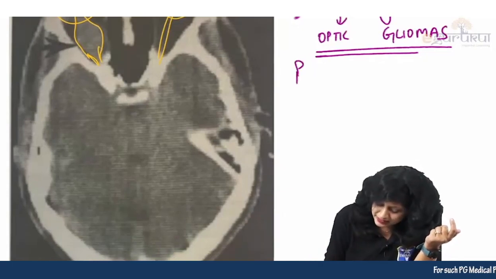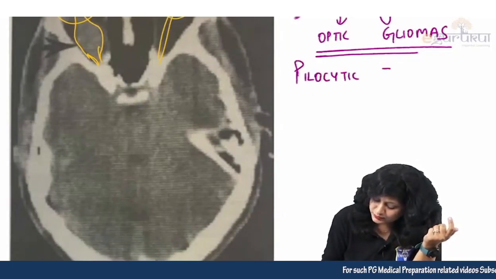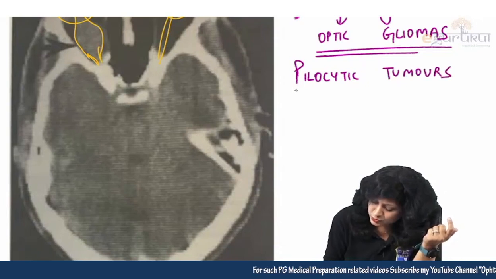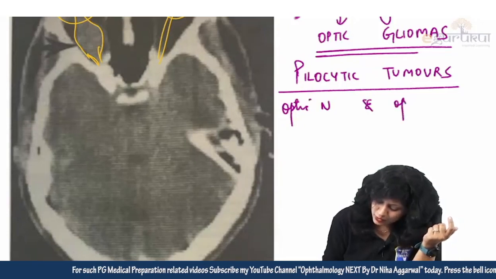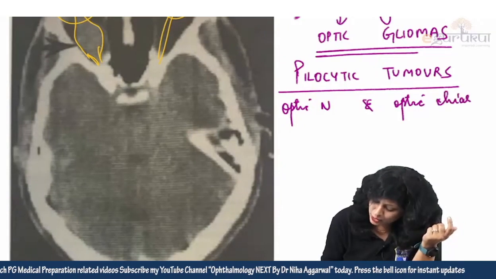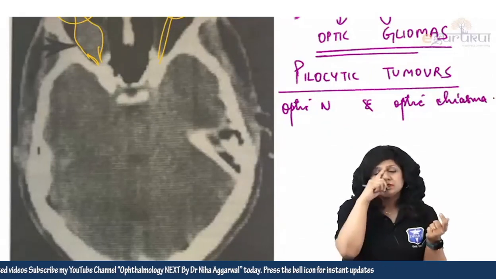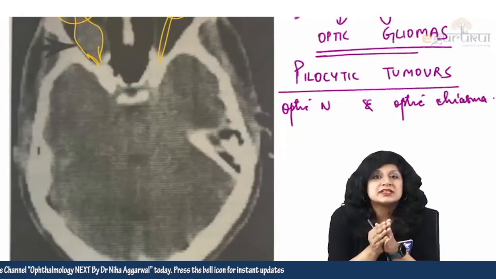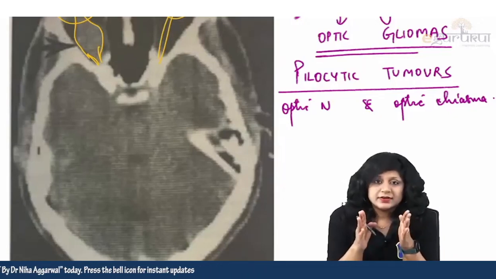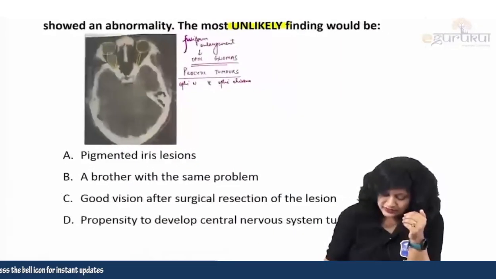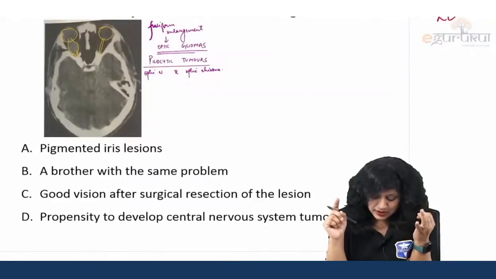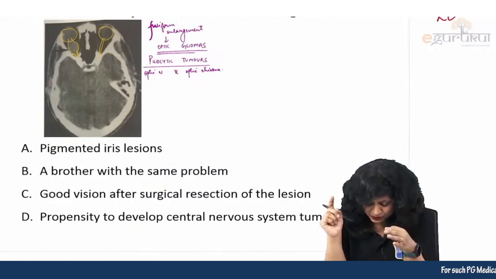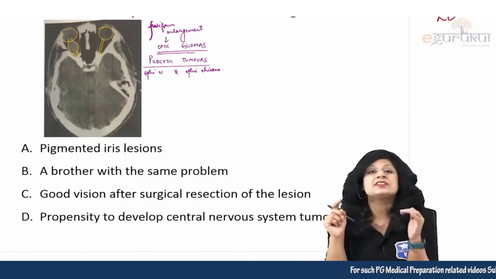What kind of tumors are they? They are pilocytic tumors, and these tumors could be found in the optic nerve as well as in the optic chiasma. Where are they found? They are associated with neurofibromatosis 1, right? Now let us see the question and then you try to answer. The most unlikely finding: number 1 is pigmented iris lesions. Number 2, a brother with the same problem. Then a good vision after surgical resection of the lesion, and propensity to develop CNS tumors.